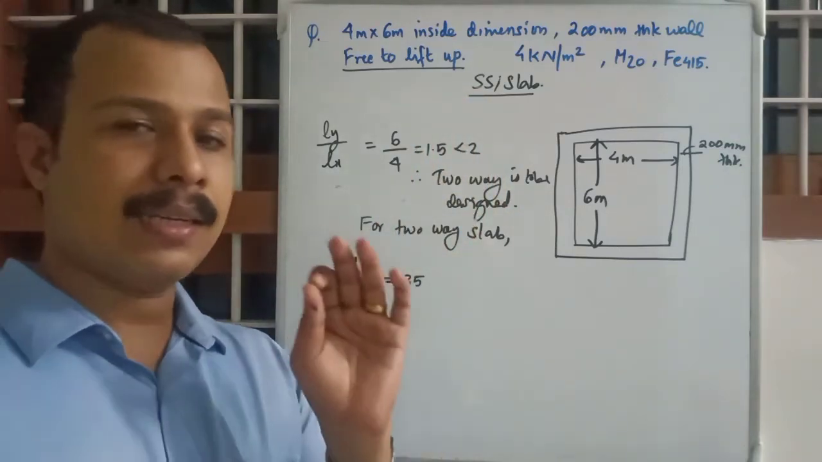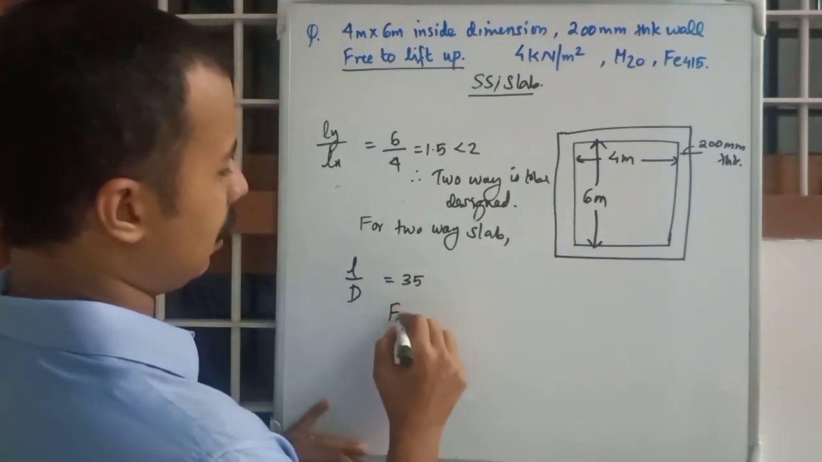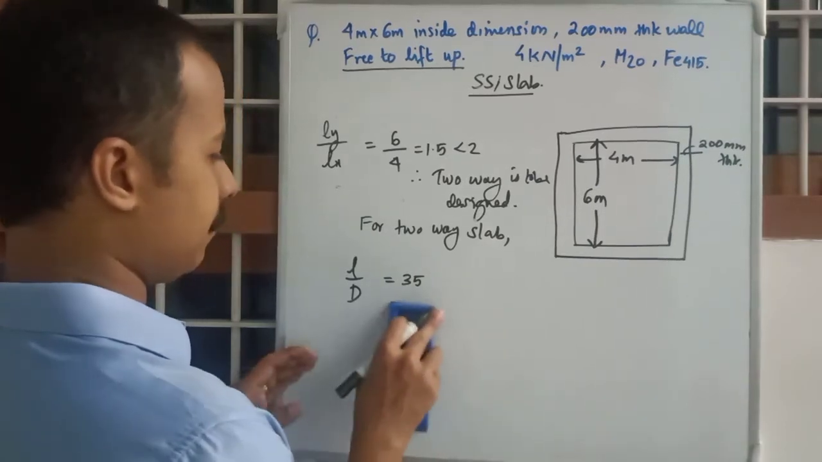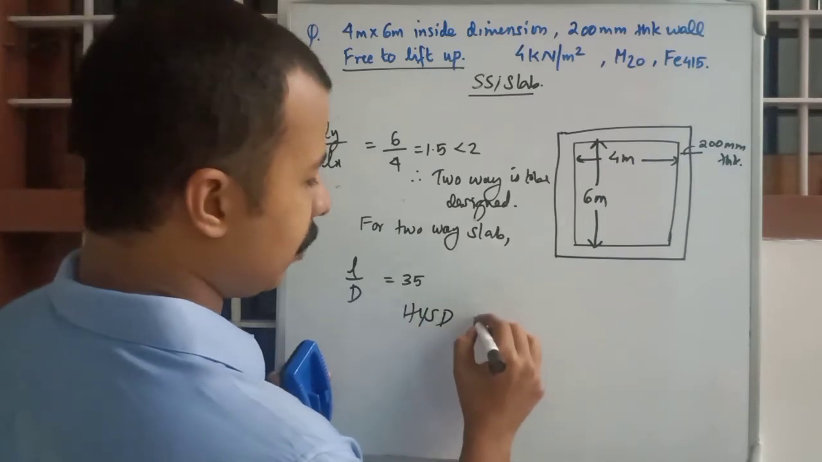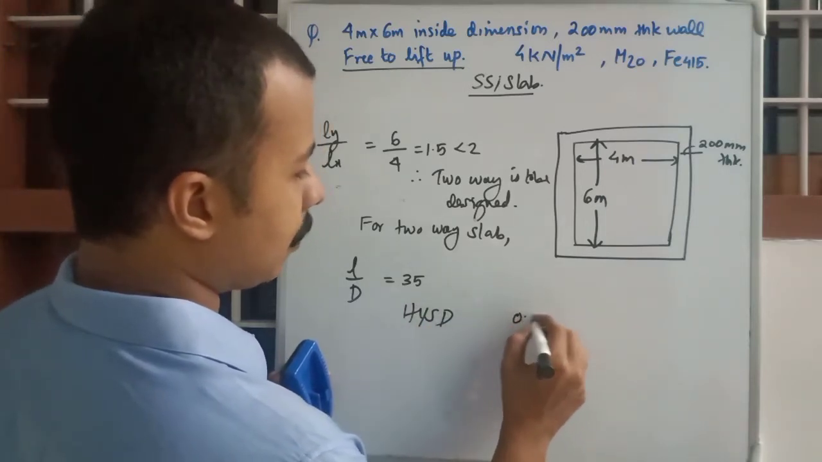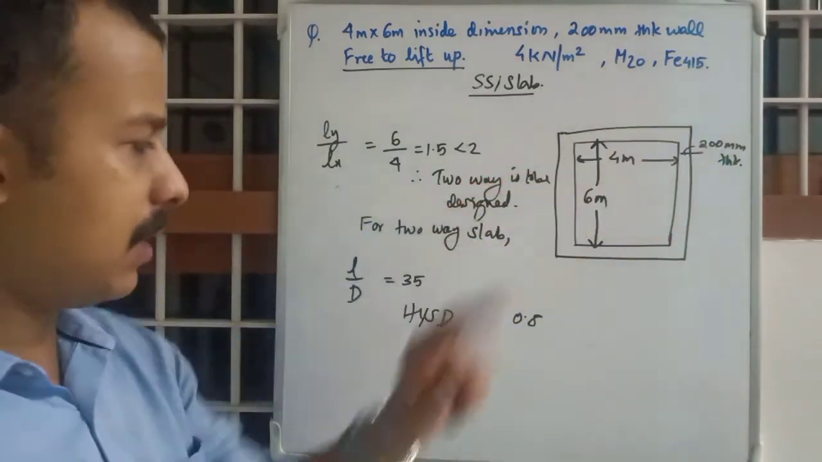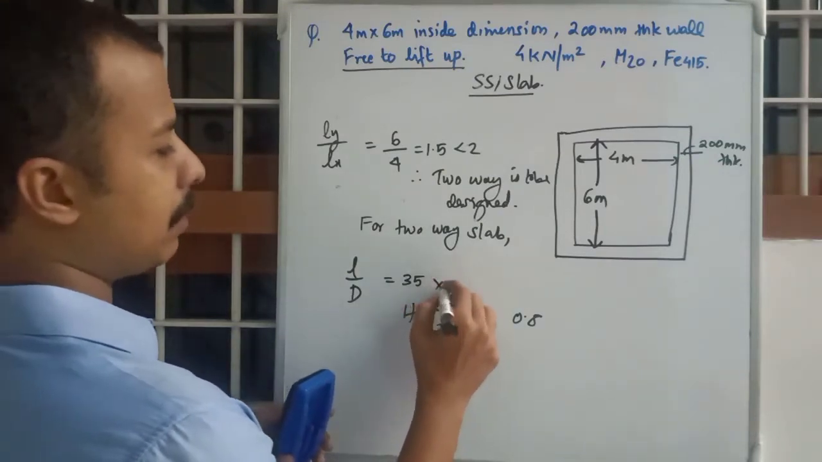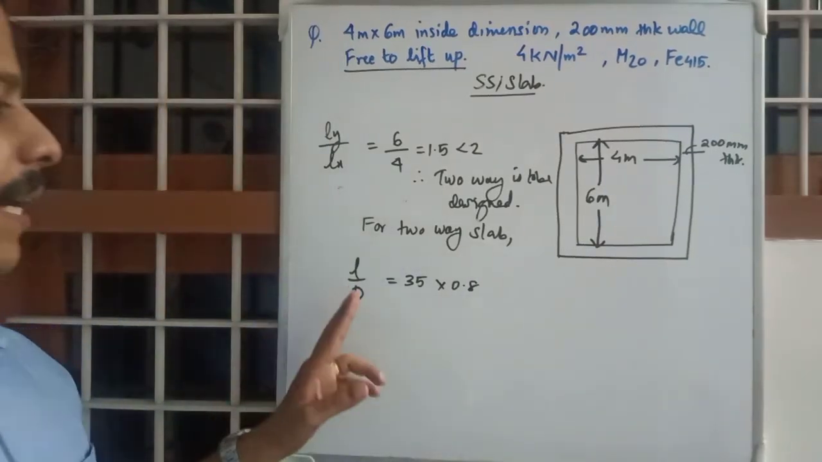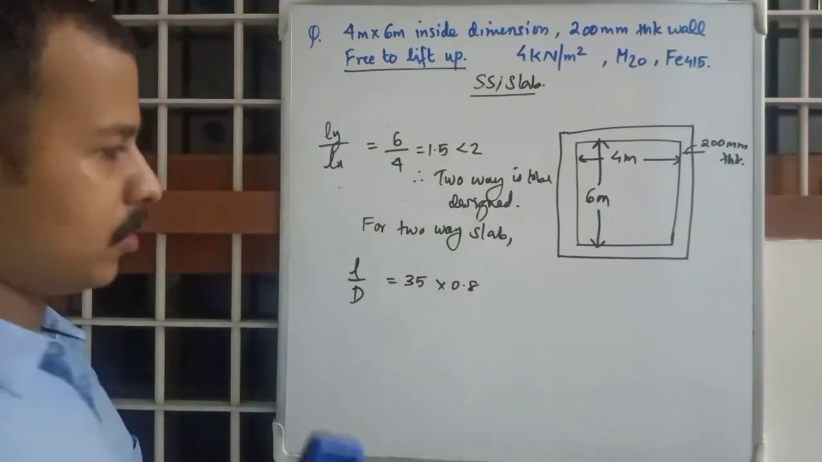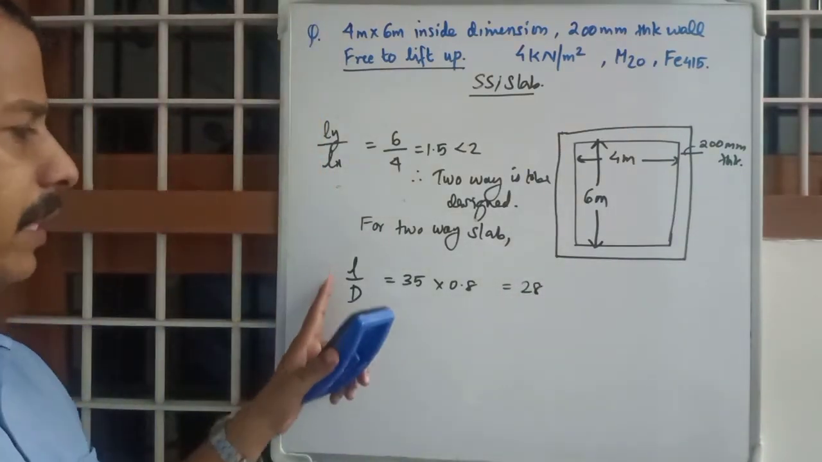There is another condition to it. If the steel we are using is HYSD steel, we need to multiply with a factor of 0.8. As we are using Fe 415, which is HYSD steel, we multiply with 0.8. So we have the L by D ratio as 35 into 0.8, which is 28.